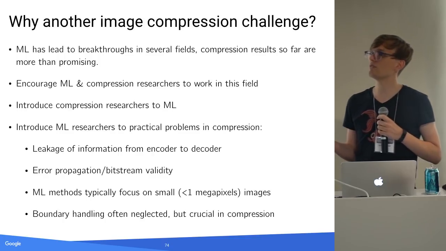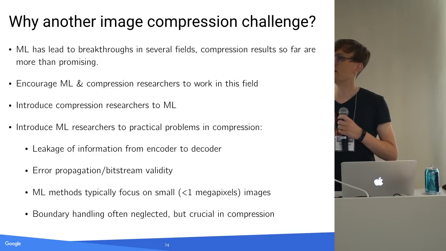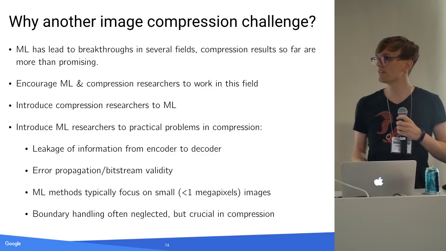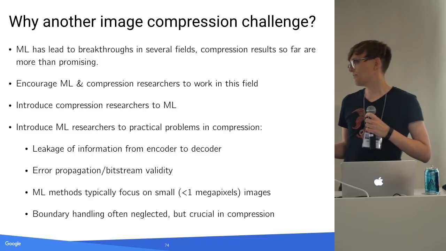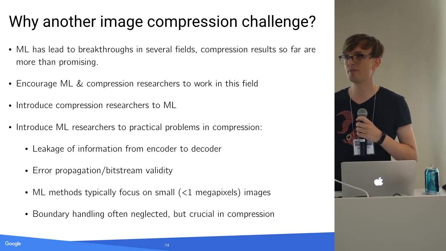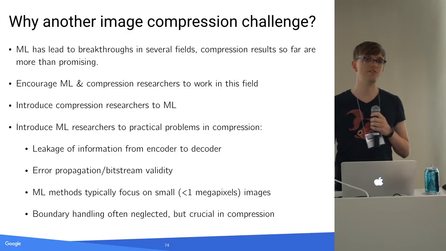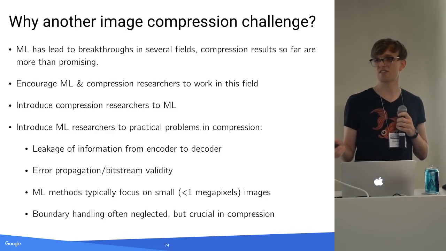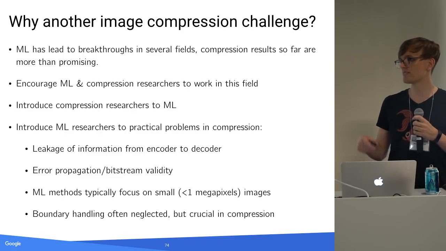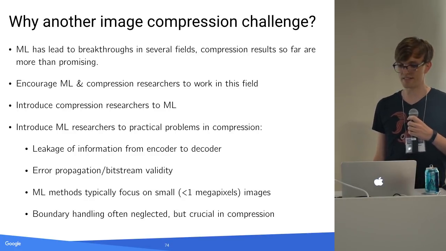And in particular, we want to be sure that certain caveats of compression are taken care of. So for example, we want to make sure that there is no information leakage from encoder to decoder. We want to make sure that bit streams can always be decoded. And on top of that, in machine learning, you typically train on fairly small images, and you tend to ignore the boundary handling of convolutions and so on. And that's not really a good idea in image compression. So we need some standard to evaluate these things in the same way.